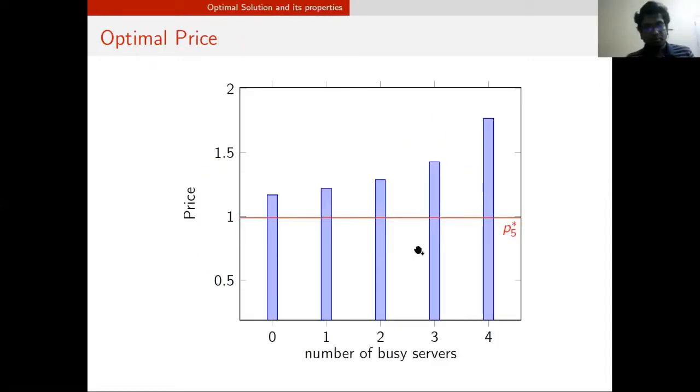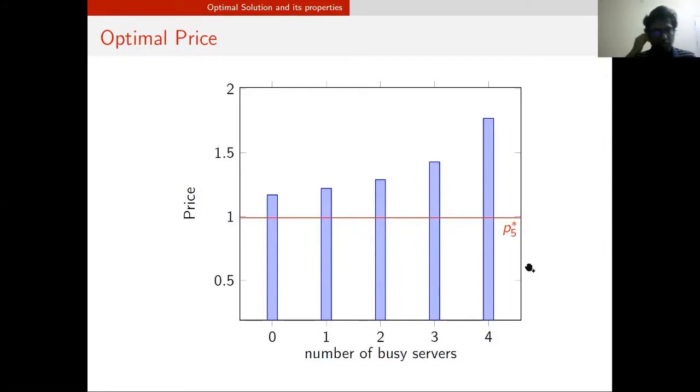The actual optimal price looks like this for a 5-server system. These blue bars show those prices. You can see that they're increasing. Further, for comparison, we have drawn the level of the uniform optimal price, which is P5 star. So the actual optimal price is higher than P5 star. So this is the price when the system has 0 busy servers, when the system has 1 busy server, and so on. And these prices are here.